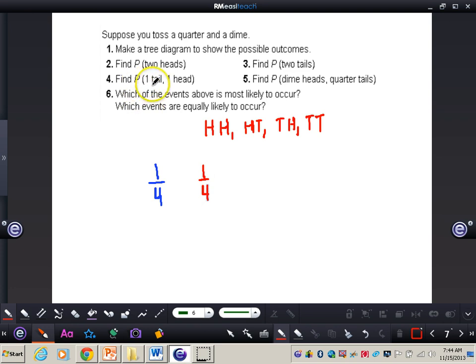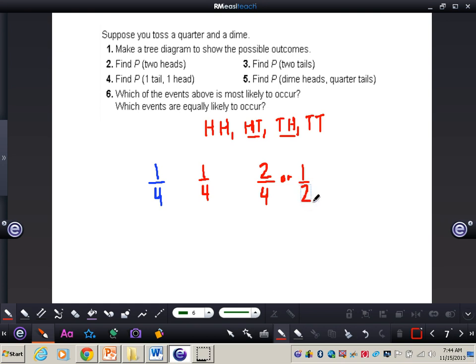Find the probability of 1 tail, 1 head. So what we have here, 1 tail, there's 1 head, 1 tail, 1 tail, 1 head. Okay, so for this, 2 out of 4 chances I'm seeing here would give me my probability of 1 tail, 1 head, or I could write this as 1 out of 2 chances because I can reduce my fraction down.